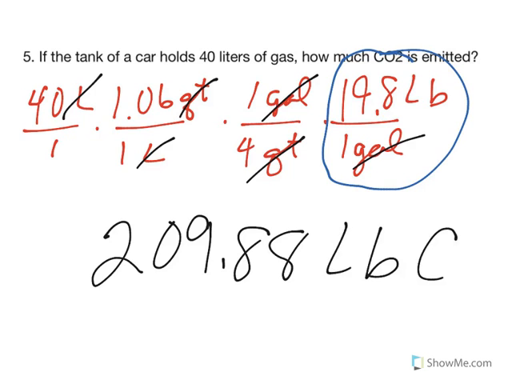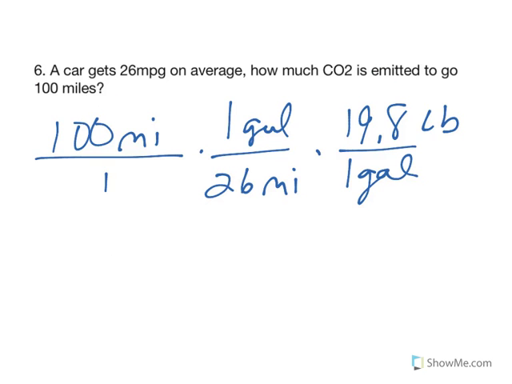And I say around because remember, when you jump across the pond, quarts and liters, you could use the other one if you use the 0.946, I believe, quarts to 1 liter. That'll give you a slightly different answer. Here in number 6, a car gets 26 mpg on average. How much CO2 is emitted to go 100 miles?